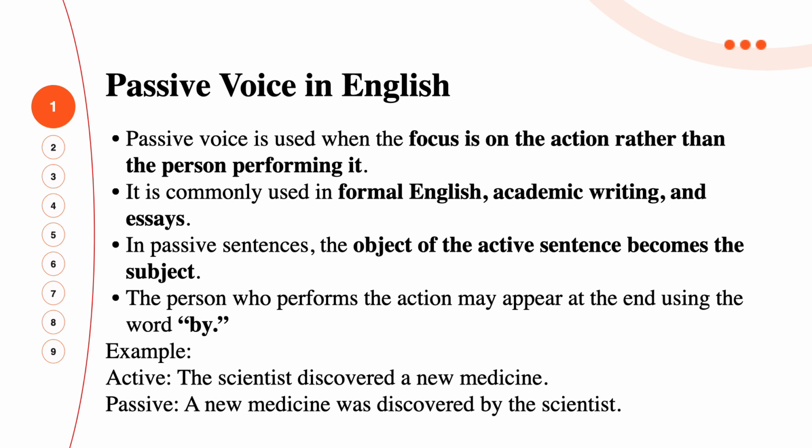For example, in the active sentence, the scientist discovered a new medicine. The focus is on the scientist. However, in the passive sentence, a new medicine was discovered by a scientist. The focus shifts to the medicine rather than the scientist.